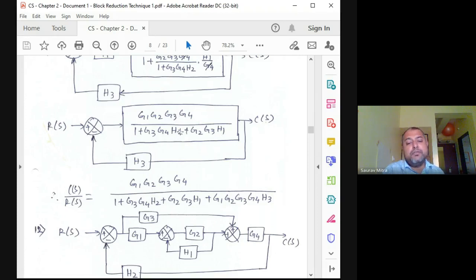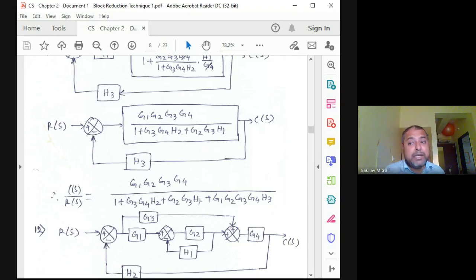This now is becoming the forward path gain, and now the feedback gain is H3. So if you just mix it, what you will find is 1 plus G3 G4 H2 plus G2 G3 H1 plus G1 G2 G3 G4 H3, and the numerator is G1 G2 G3 G4. That means this whole thing is now G, and in the feedback path it is H3. So it will be G divided by 1 plus GH3, and in place of G you have to put this very big thing, that is G1 G2 G3 G4 divided by 1 plus G3 G4 H2 plus G2 G3 H1, and then you have to do this cross multiplication.